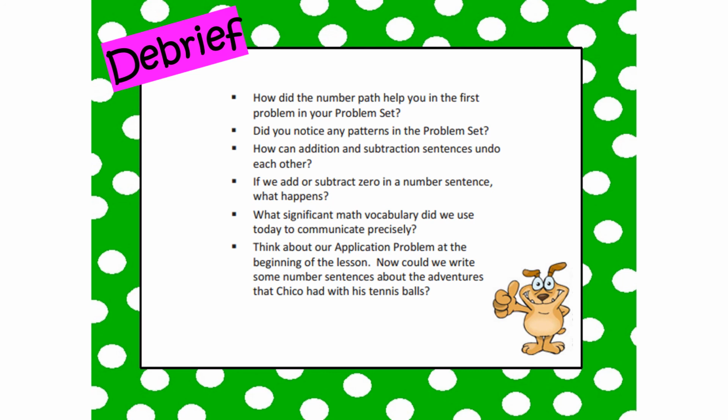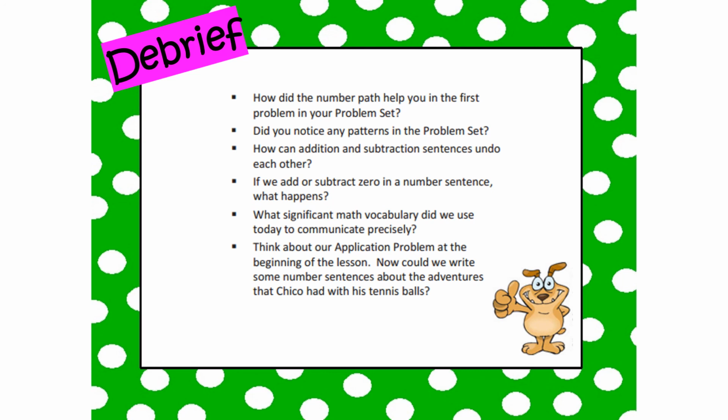That's a really good question. Do you have an answer for that one? How can addition and subtraction sentences undo each other? I want you to think really big about that one. If we add or subtract 0 in a number sentence, what happens? Remember that saying? If we add or subtract 0 to any number, we get the same number every time. So what happens? We get the same number every time.